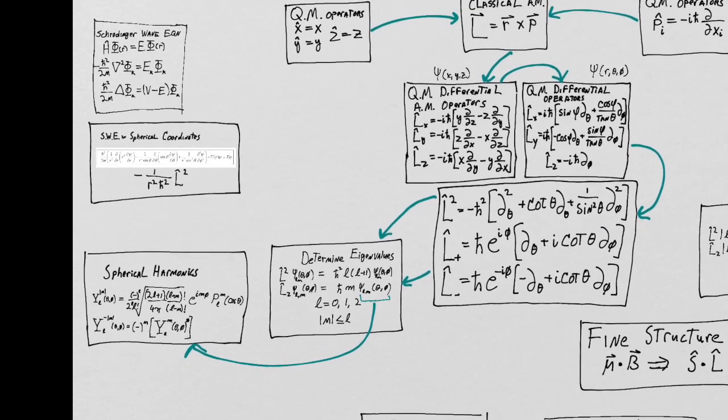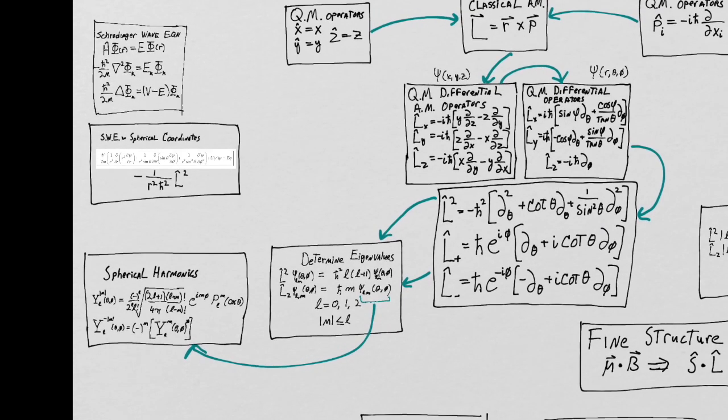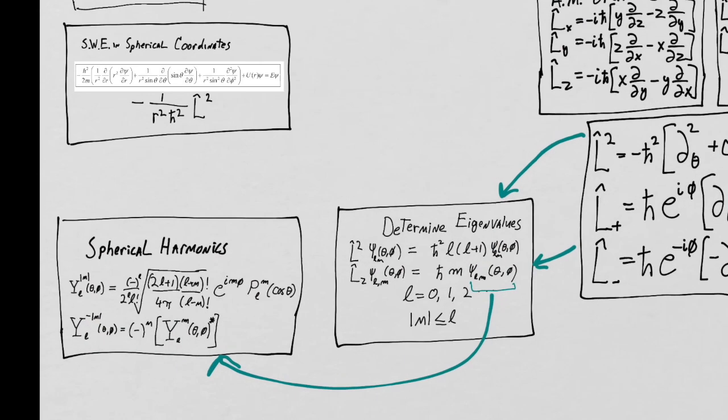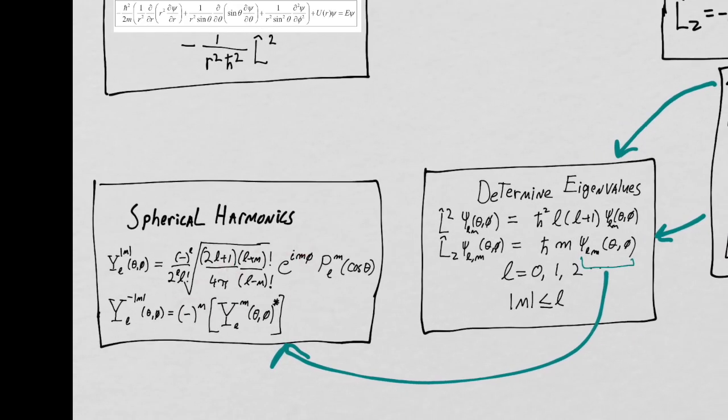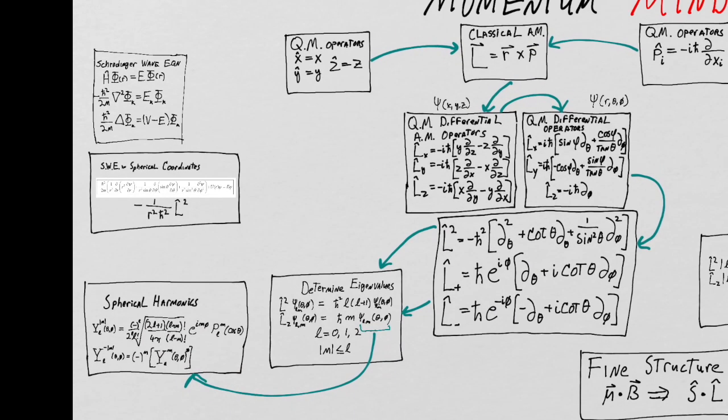So the point of this route through the mind map is you start with the classical commutation relations, the classical angular momentum, do a canonical quantization, get a bunch of differential operators, solve the eigenvalue equations directly, and you end up with the spherical harmonics as the answer for psi LM. And we'll talk about the spherical harmonics a little more from the other angle once I get there.